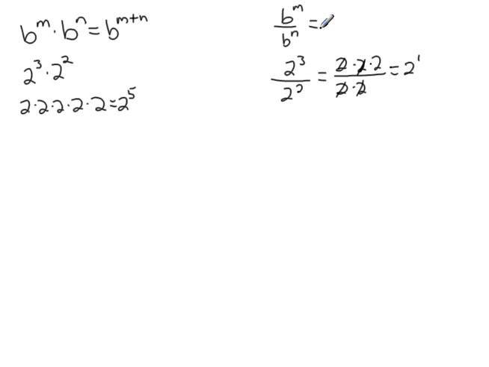All right, so the shortcut here is we're going to take b and we're going to take the top number minus the bottom number. All right, so it's kind of the opposite of multiplying. So in multiplying like bases, you add the exponents. When you divide them, you do the opposite of adding, which is subtracting.